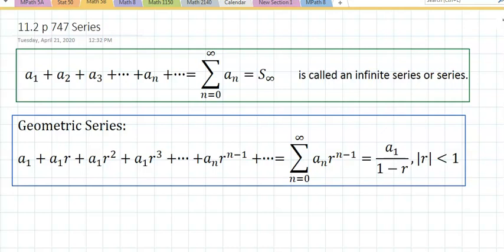Okay, section 11.2 is on page 747, talks about series. This is the introduction to the remainder of the chapter. So 11.1 talks about a sequence, 11.2 talks about a series. If I sum up the terms of a sequence all the way to infinity, I'll call that S sub infinity, or simply either an infinite series or series will do.